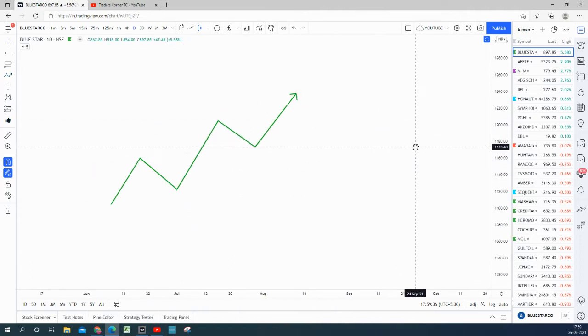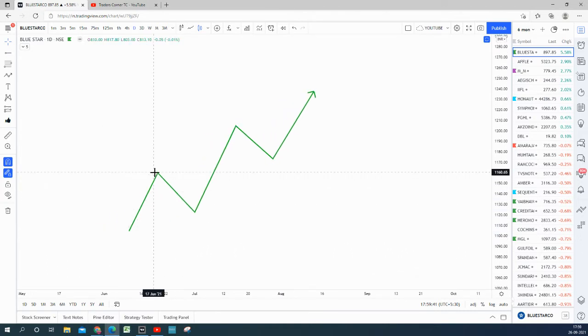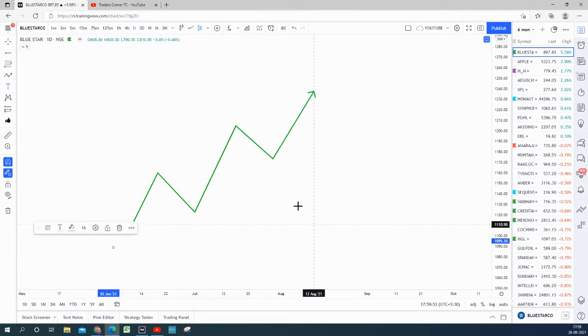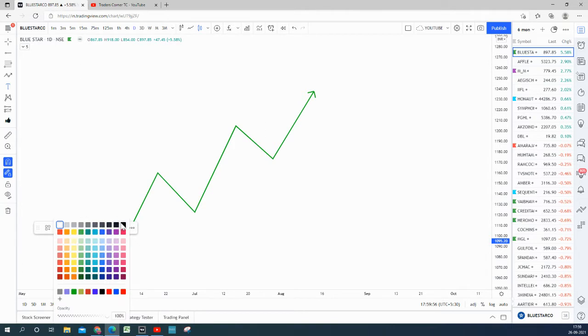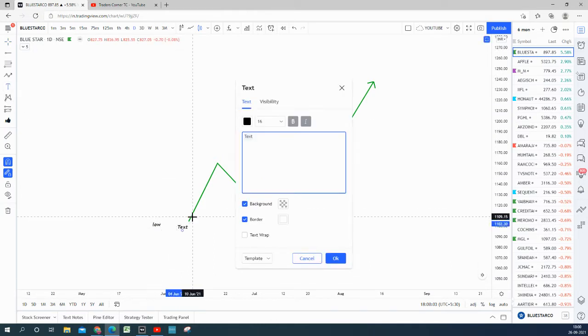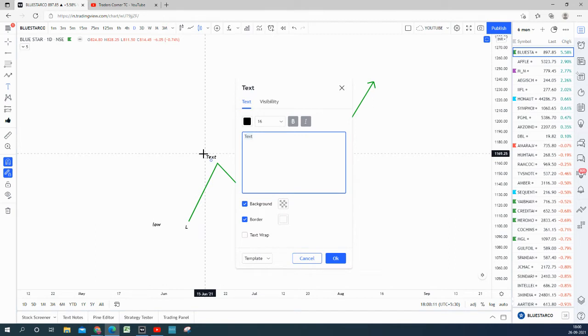The explanation for this is: price started here, it went to a high, it retraced and it broke through this level and went up. In this scenario we call this point a low, or you can mark it as L. This is the lowest most point. The next point is nothing but a high.